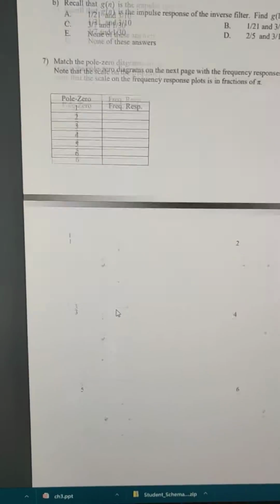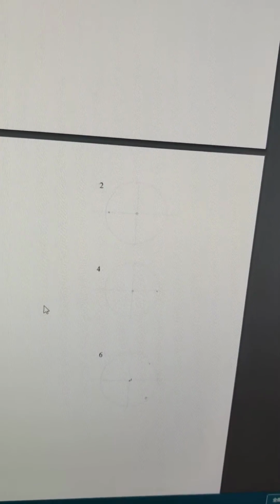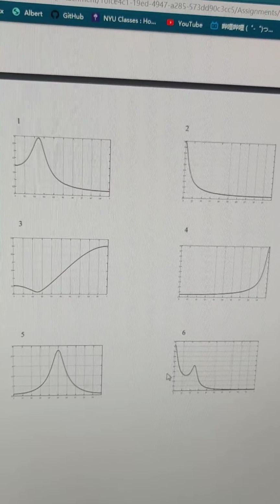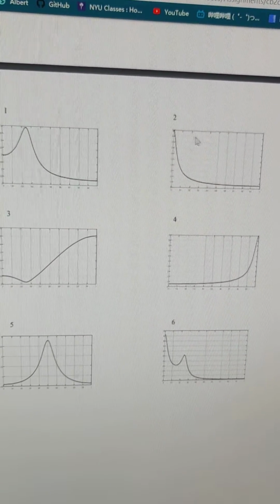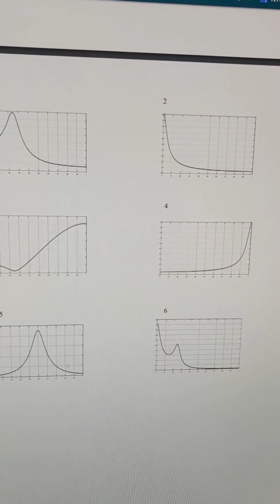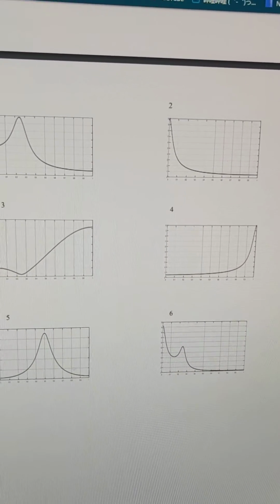Let's go to diagram 4. This diagram is very easy. It will be first order and low pass. So let's look at the frequency response. First order and low pass, it will definitely be frequency response 2.